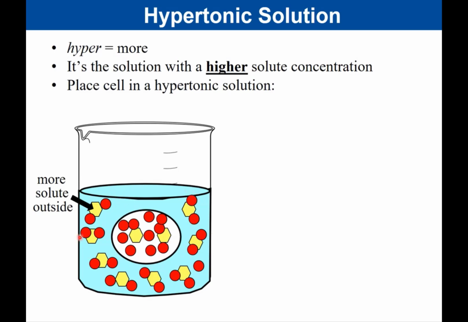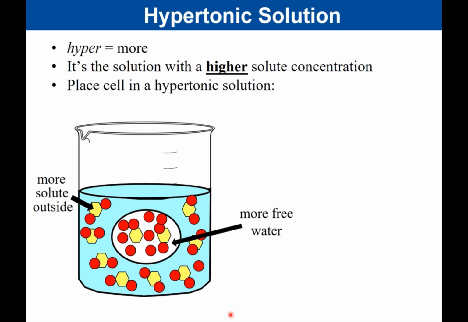And notice that if there's more solutes outside, that means that this outside solution has less free water. Notice that there's only, in this case, one water molecule that's free to move. If we look inside the cell, which has a lower solute concentration, it's going to have more free water because the solute concentration is lower and there's more water molecules that are free to move. So inside the cell, we have more free water.